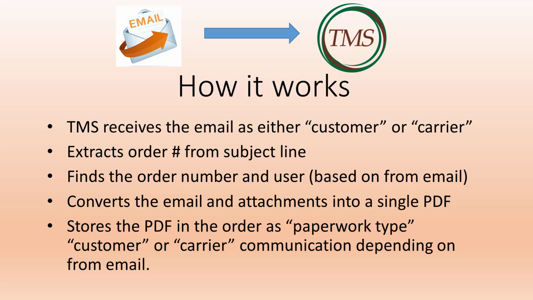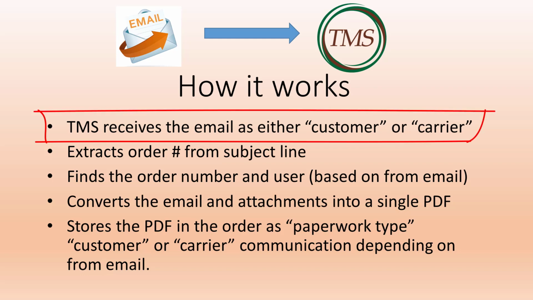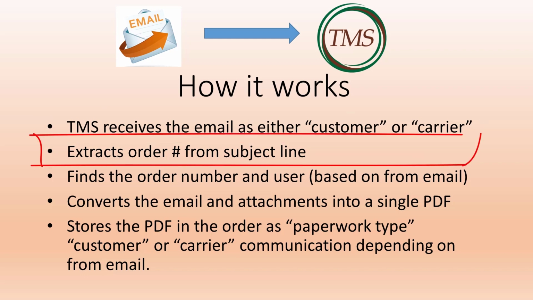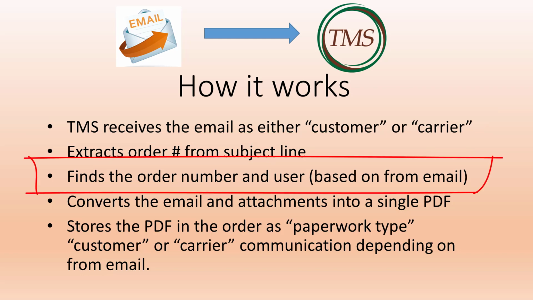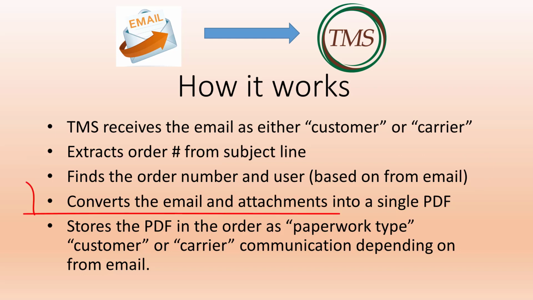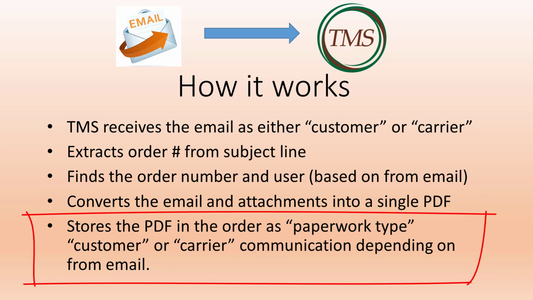So this is how it works. The TMS receives the email as either a customer or carrier kind of email. It extracts the order number from the subject line, finds the order number in your system and your user based on the email that it came from. It converts the email and the attachments into a single PDF, then stores the PDF in the order as paperwork type, customer or carrier communication, depending on the to email address.